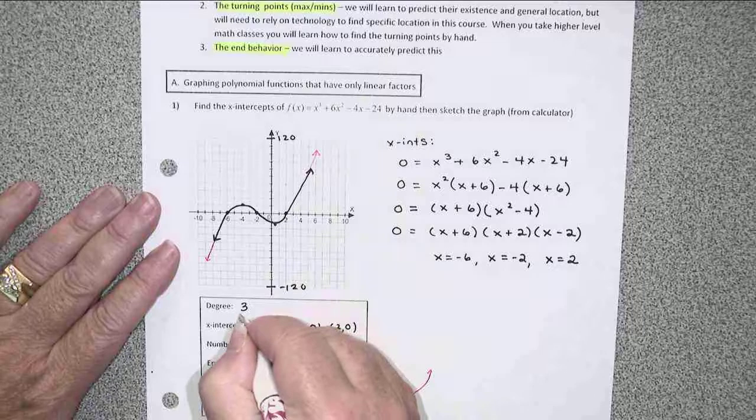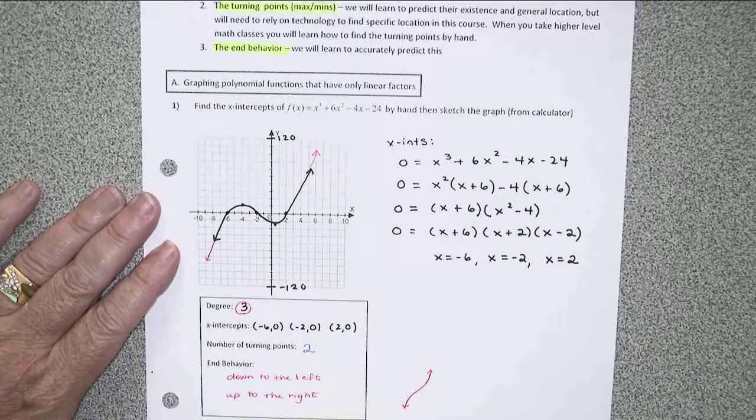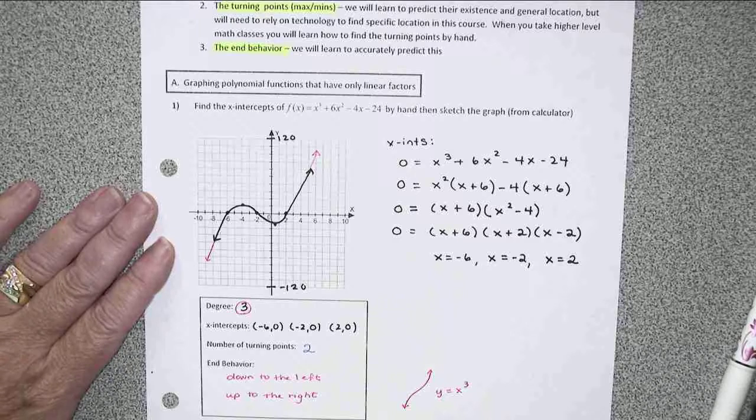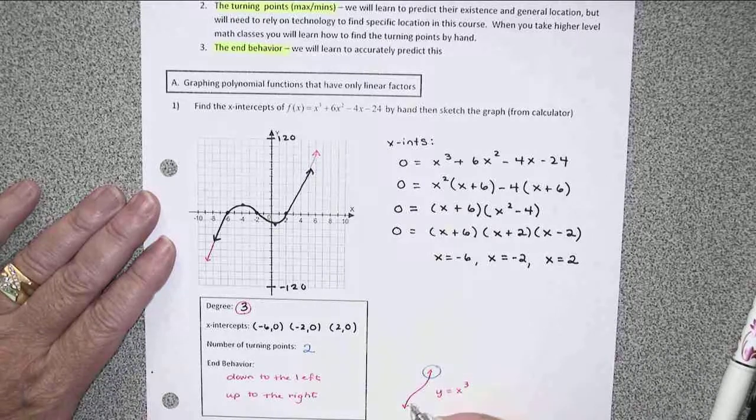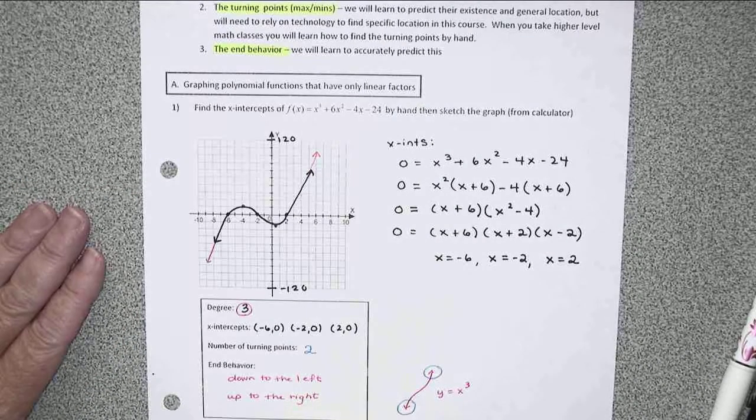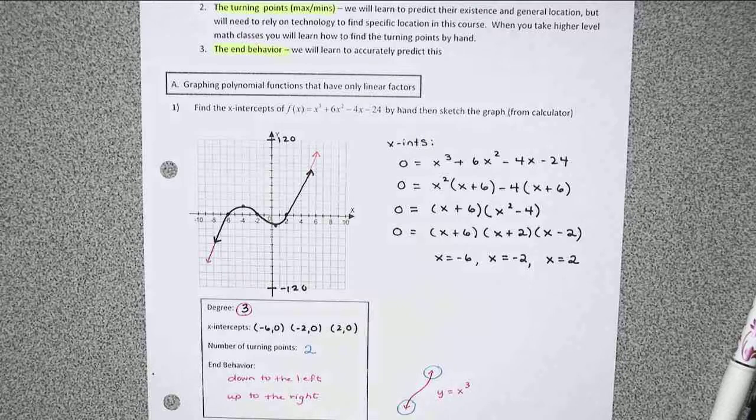Notice that with a degree of 3, the end behavior corresponds to the same end behavior I would have expected from the graph of y equals x cubed. Right? Up to the right, down to the left. So that's an association we'll want to watch and see if it continues to come true. All right, let's look at a couple more.